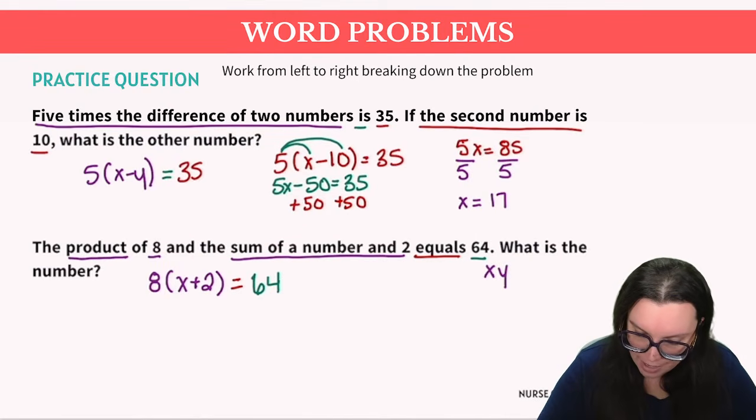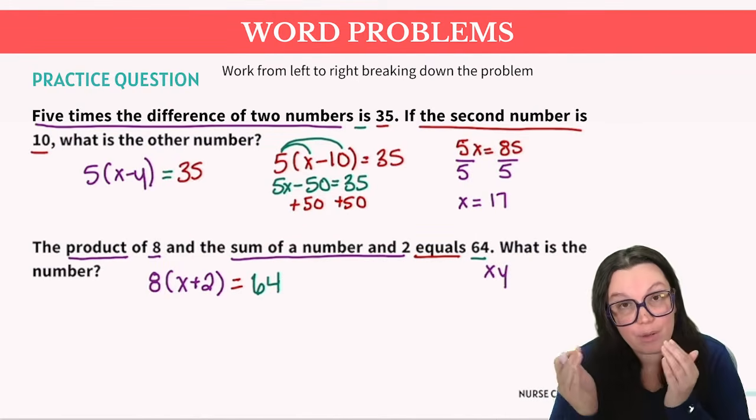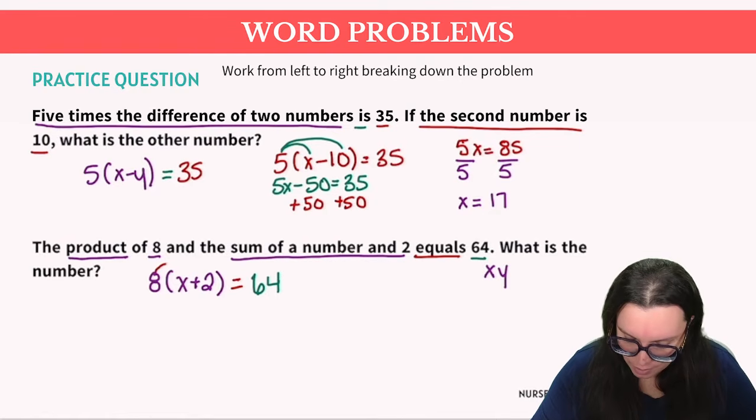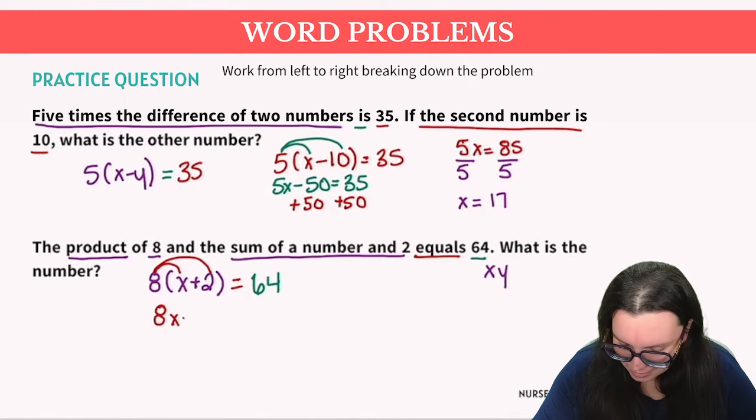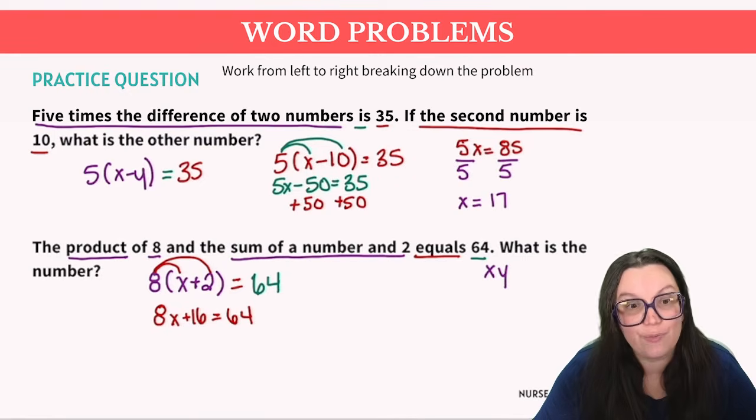So now we're going to do the same thing like we did before, and we're going to multiply our 8 by everything within our parentheses. So we're going to multiply 8 by x, and we're going to multiply 8 by 2. So that's going to give us 8x plus 16 is equal to 64.